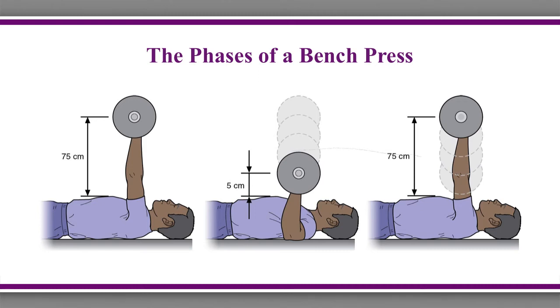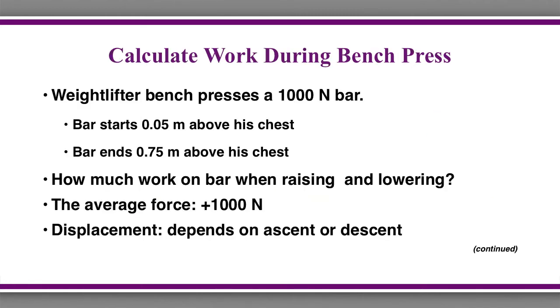To discuss an example of work being done on an object in an anatomical movement, we're going to talk about the phases of the bench press. In our example, he is starting 75 centimeters above his chest. He's going to descend the bar down to 5 centimeters above his chest, and then raise the bar back to 75 centimeters. In this example, we're going to assume that the bar is 1,000 newtons. So the average force that is going to be imparted on the bar is positive 1,000 newtons.